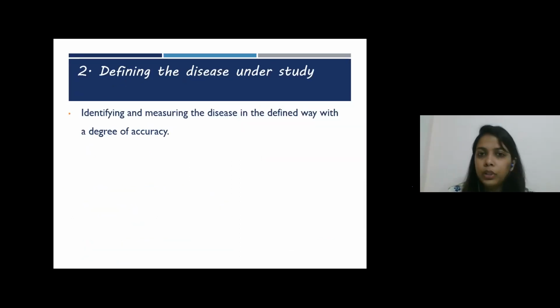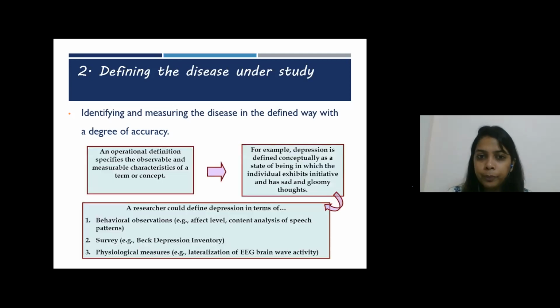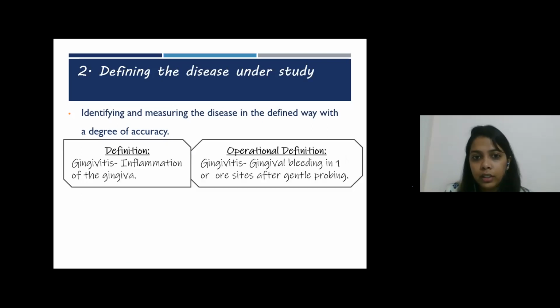Then once you define your population, you're going to define the disease. This is needed because you have to identify and measure disease in that particular way. So we use something called an operational definition. Say you want to do a study on gingivitis. Now I have an example of gingivitis. We all know the definition of gingivitis is inflammation of the gingiva. But when you're actually doing your study and measuring it, you need to have a specific definition with regard to the measurement you're doing. So my operational definition then would be gingival bleeding in one or more sites after gentle probing.